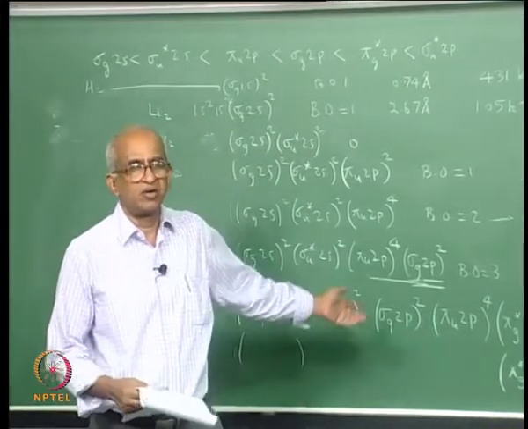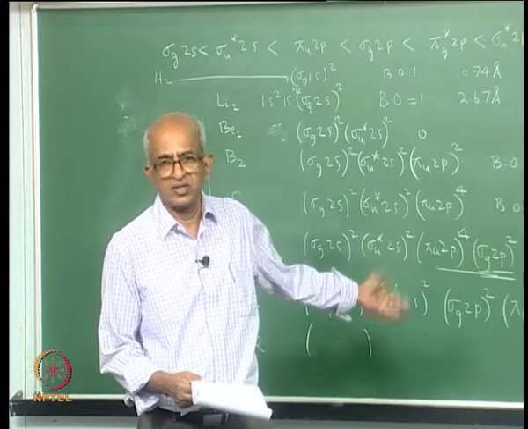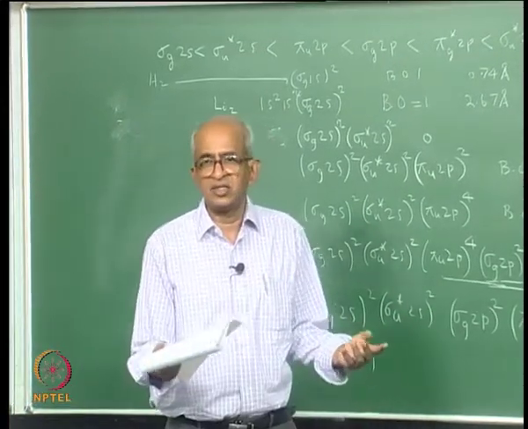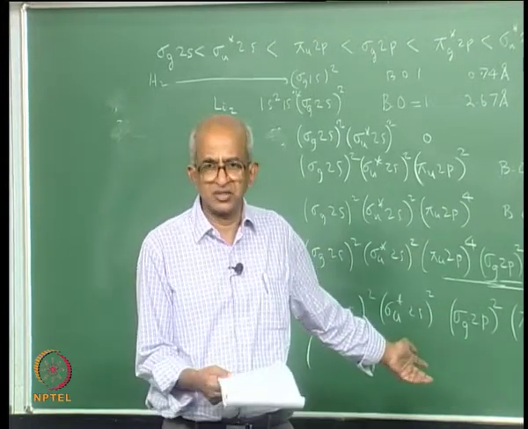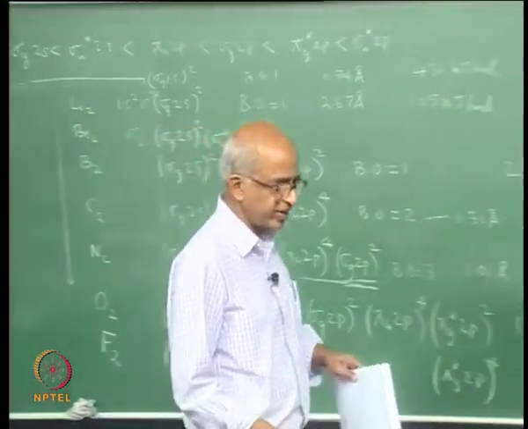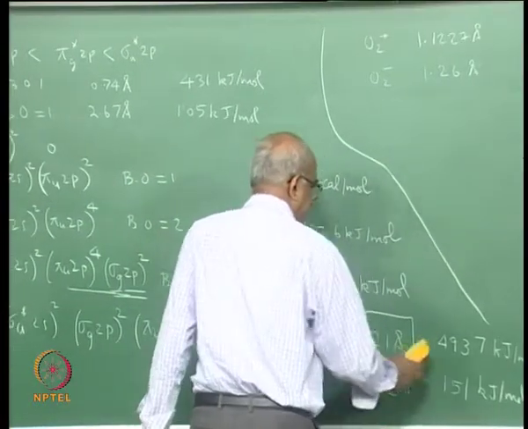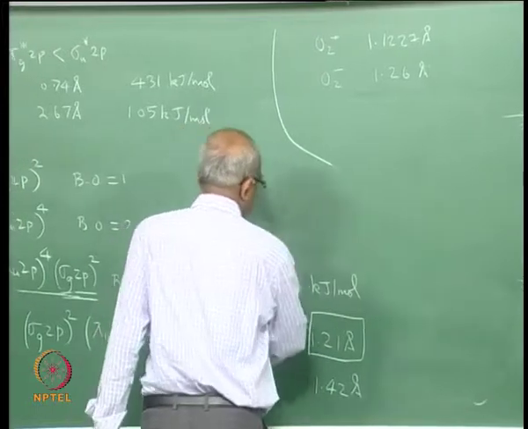So, this way, for all the homonuclear diatomic molecules, their existence, their magnetic nature, their bond energy, bond length, everything can be very satisfactorily explained using the molecular orbital theory. And regarding heteronuclear diatomics, I shall very briefly indicate how the molecular orbital theory is applied. The discussion will be very brief.